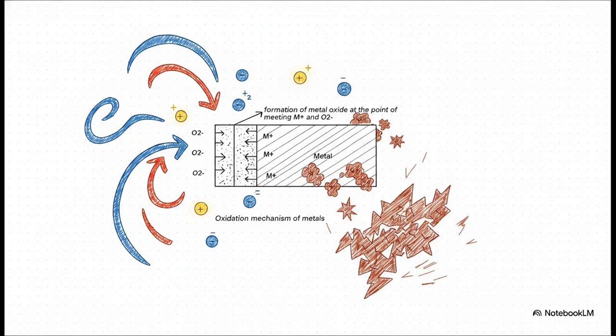And because of that charge difference, these ions diffuse towards each other. Right where the metal ions and the oxygen ions finally meet, boom, they form a metal oxide. That is the destructive scale, the rust, the tarnish, that literally eats away the pure metal surface from the outside in. It's basically nature actively taking its energy back.